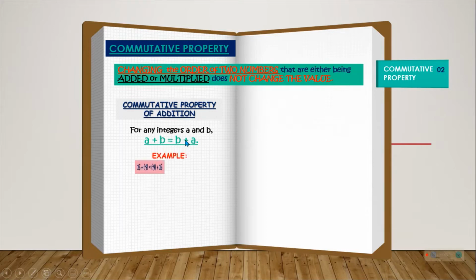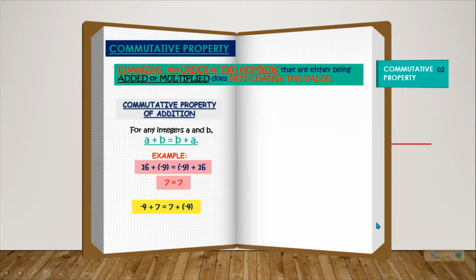For example, 16 plus negative 9 equal to negative 9 plus 16. So, nag-switch lang sila ng place, but still, they have the same answer. 16 plus negative 9 is equal to 7. Then, negative 9 plus 16 is equal also to 7. That is commutative property na kahit magpalit ng posisyon, ay the same pa rin ang result.